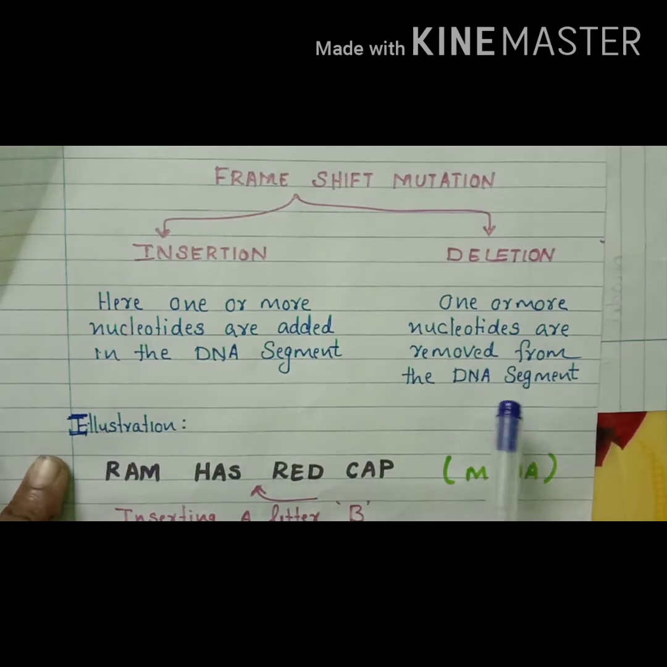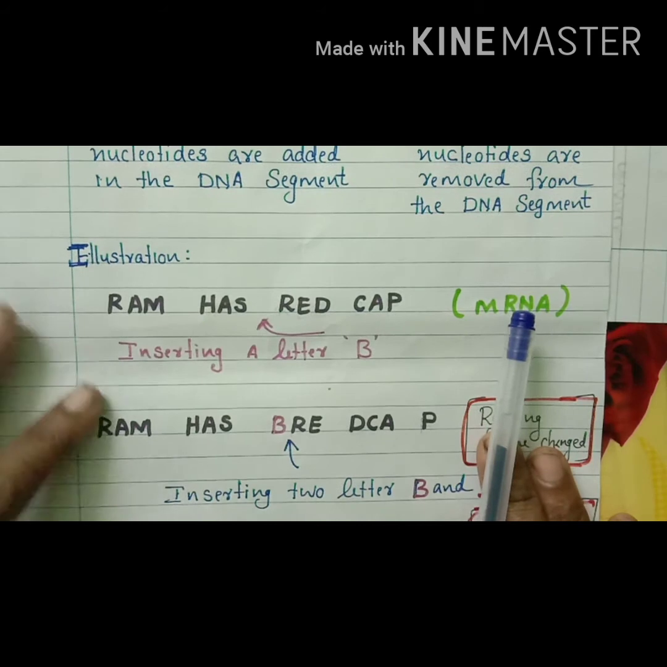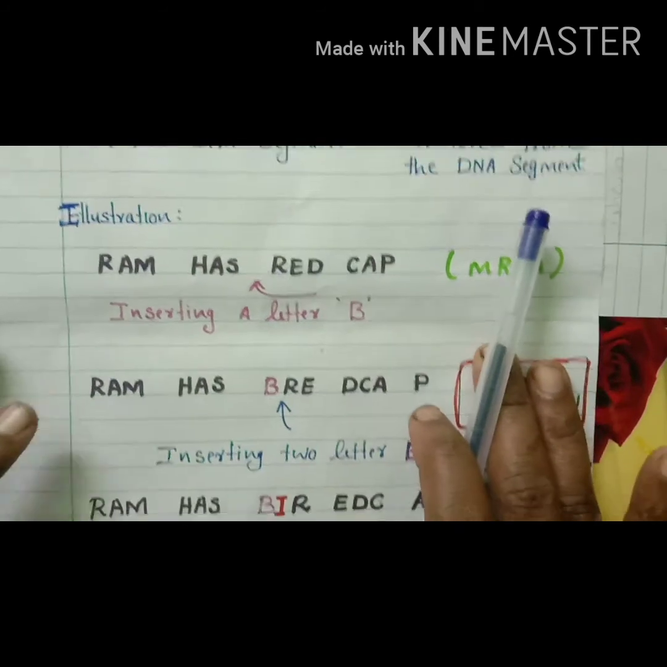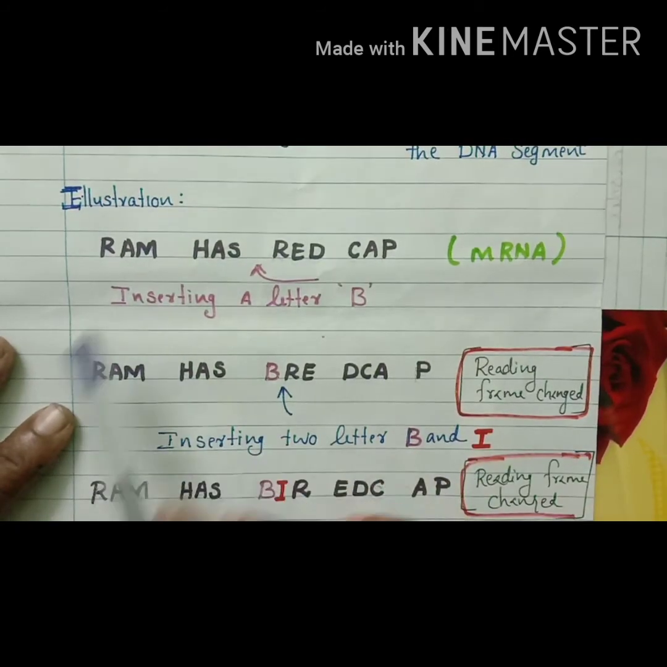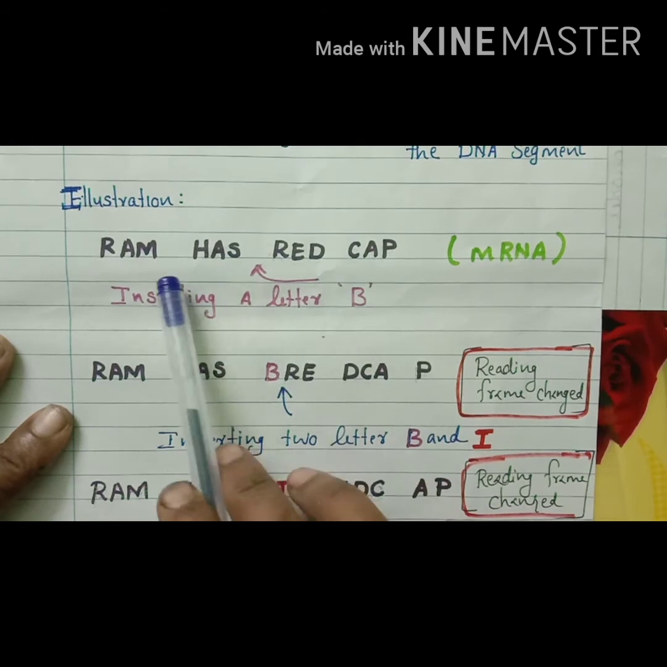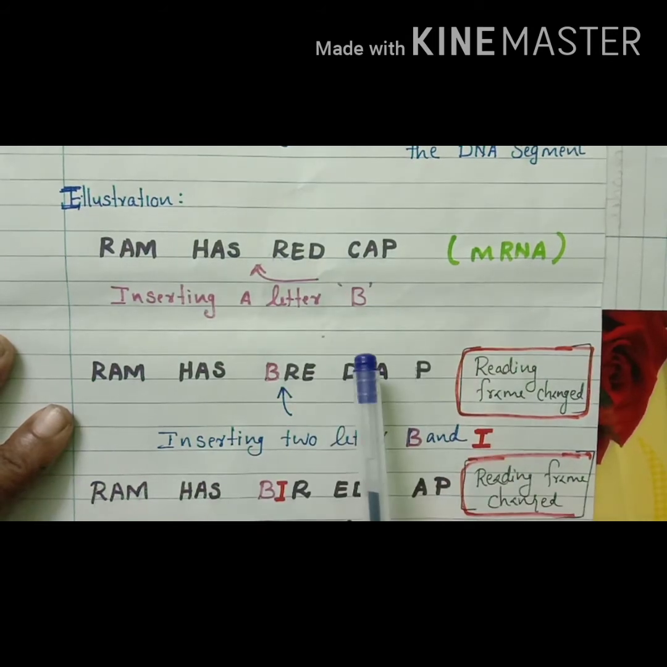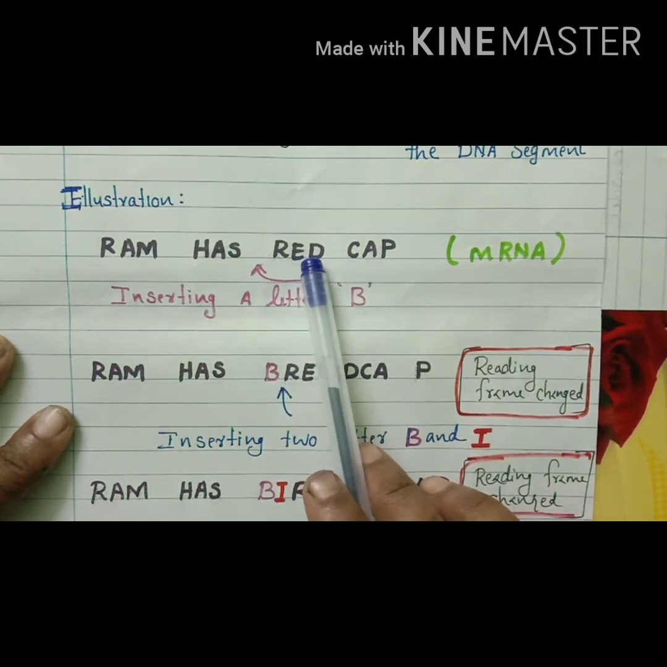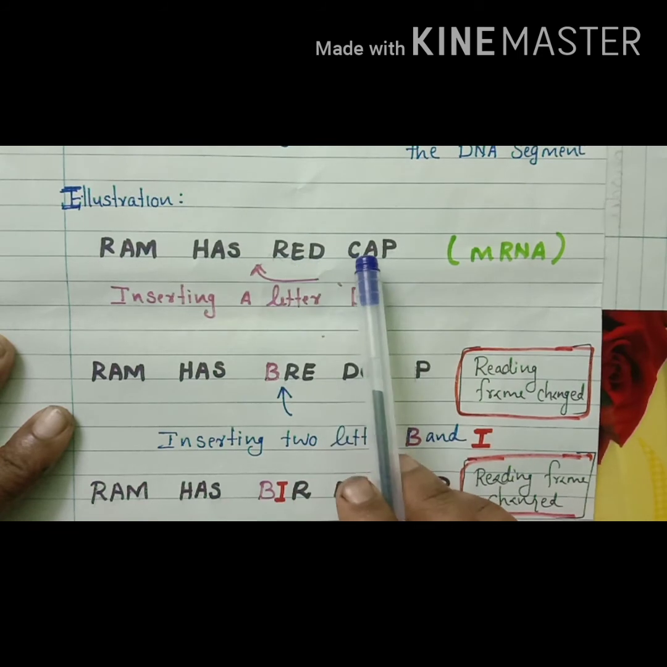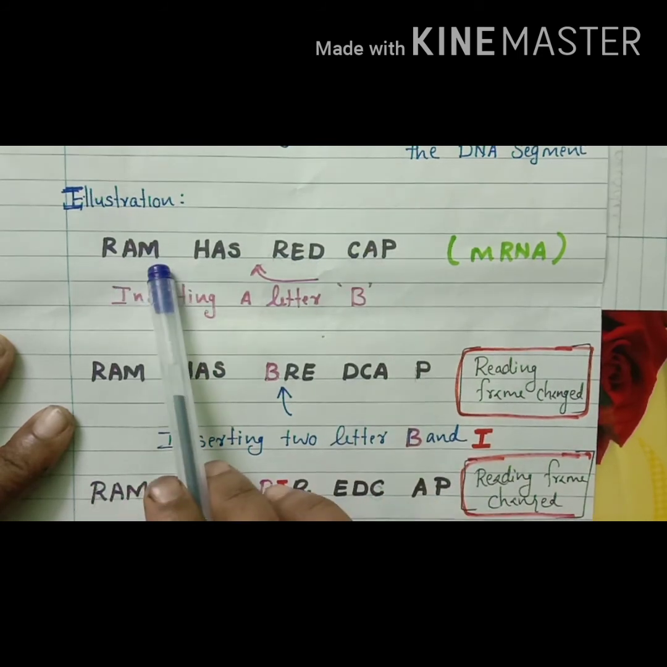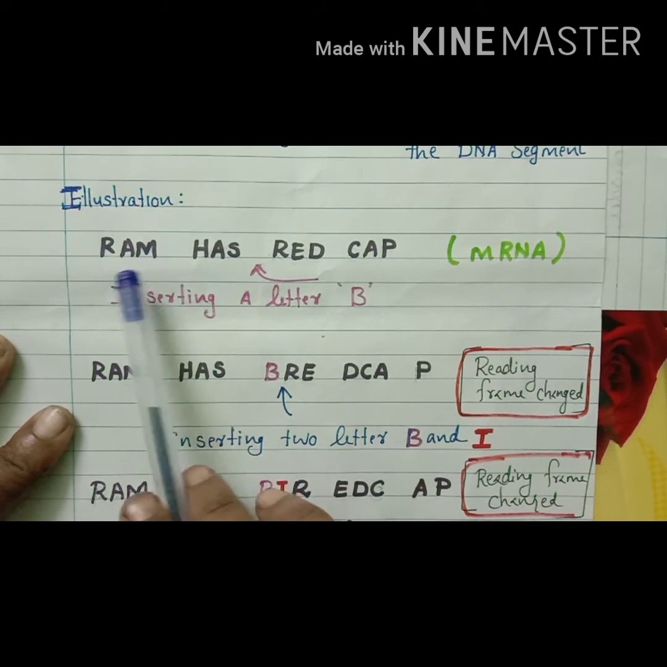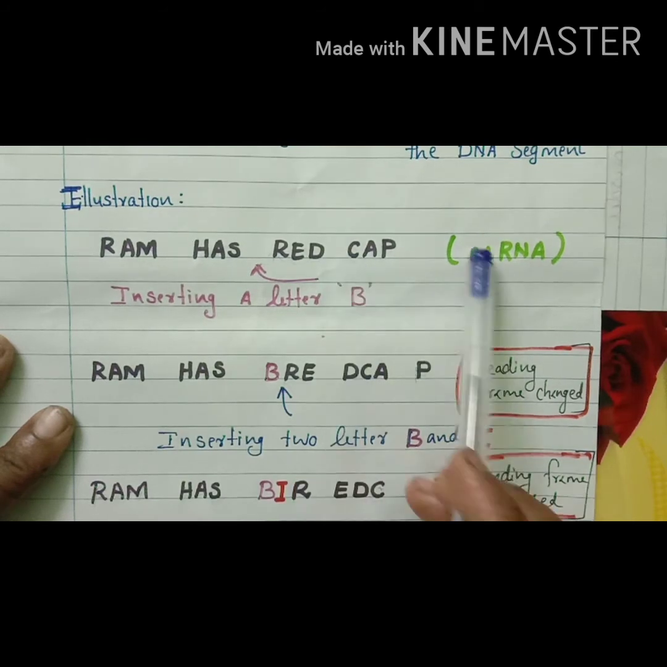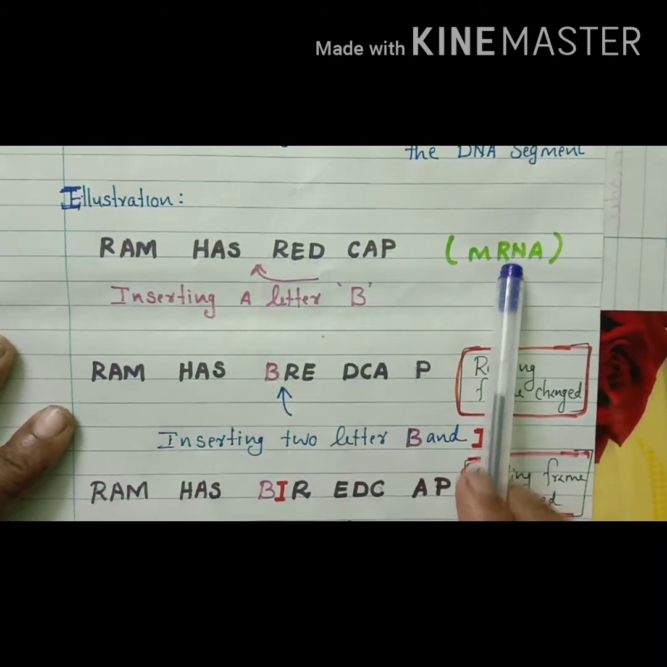An illustration given in your textbook explains the insertion type of frame shift mutation. Here you can see a sentence: Ram has a red cap. Compare this sentence to an mRNA. When we observe an mRNA, the information is in the form of triplets, isn't it? Codons are present in the form of triplets. Here also each word consists of 3 letters: Ram has red cap. Consider this sentence as an mRNA.